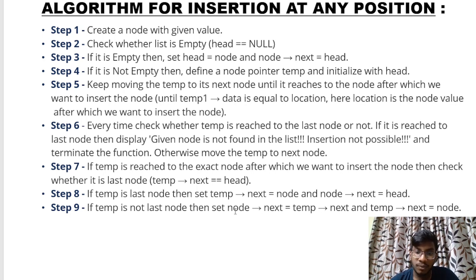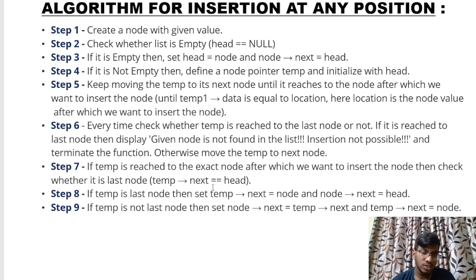So new node of next points to the after node, which is after the temp node, and temp of next points to the new node. Temp of next points to the new node, and new node of next points to the other node. So with this step we can achieve the insertion at any position.